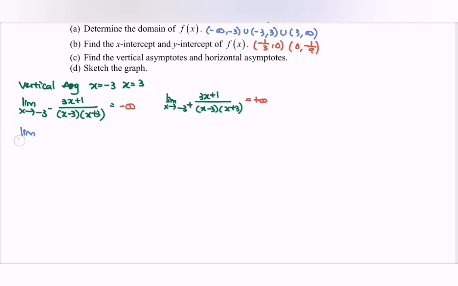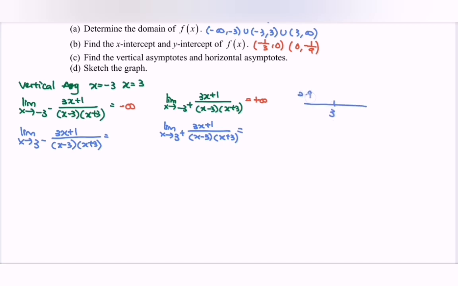Limit when x approaches 3 from the left, we have 3x plus 1 over (x minus 3)(x plus 3). Limit when x approaches 3 from the right, we have 3x plus 1 over (x minus 3)(x plus 3). Referring to the real number line, we have the 3. From the left, we have 2.9999. As for the right, we have 3.0001.